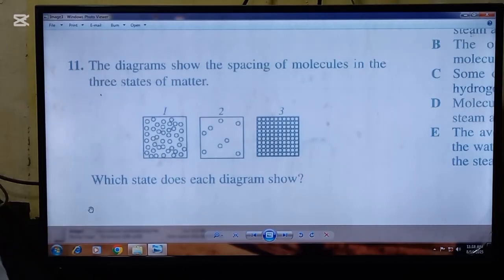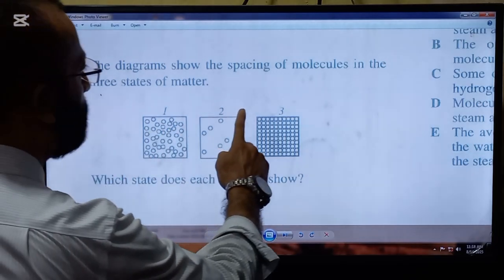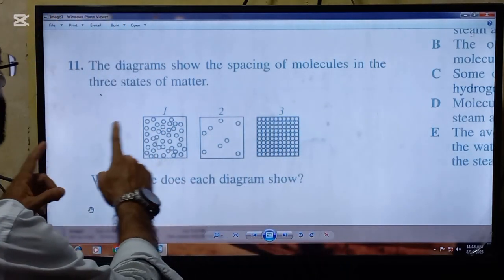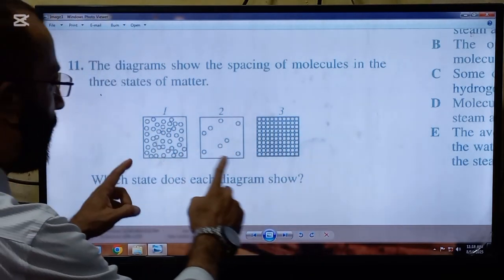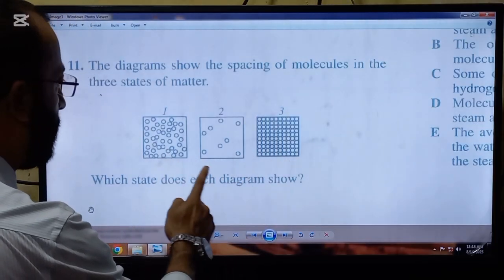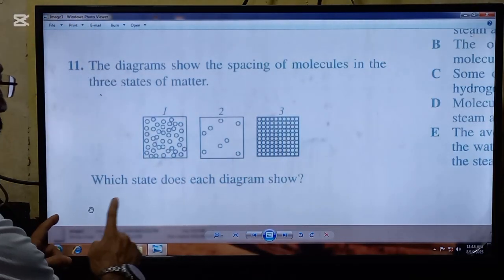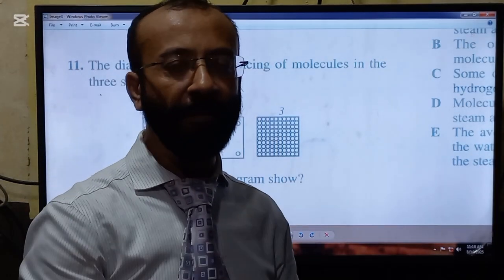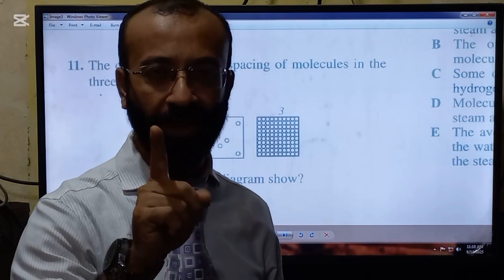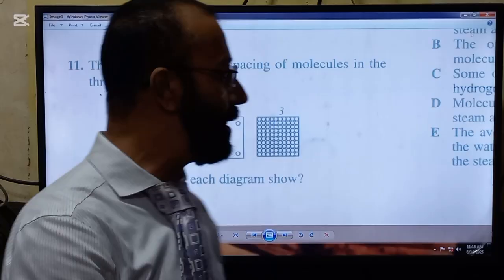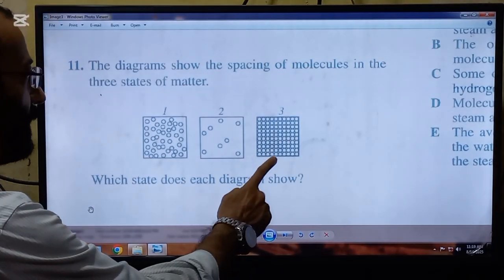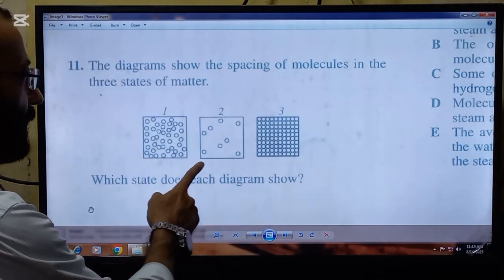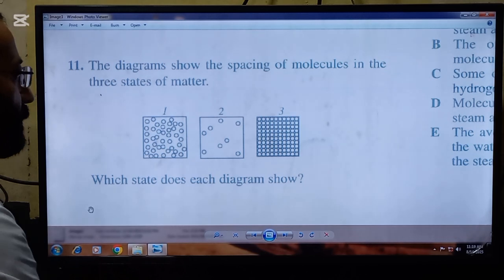And another question is here. The diagrams show the spacing of the molecules in the 3 states of matter. You can see this is diagram 1, this is 2, and this is 3. Which state does each diagram show? You are given the 3 options, solid, liquid, and gas. So definitely this is the solid, this is the liquid, and this is the gas.